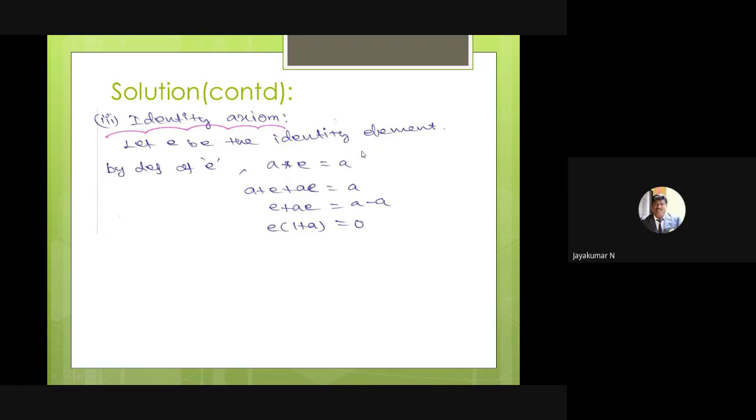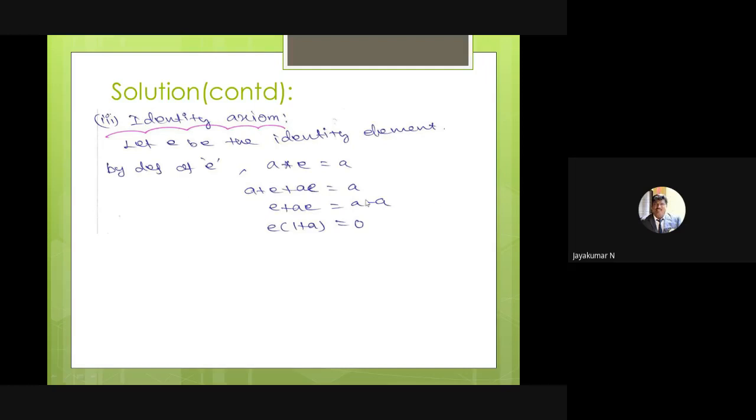Identity axiom. So this procedure you have to follow anywhere. Okay. Suppose the operation is defined. Let E be an identity element. I assume that E is an identity element. I didn't say that E is an identity element. By the definition of identity element, I can say that A star E equal to A. Apply the binary operation for the left hand side. So before plus after plus before into after.